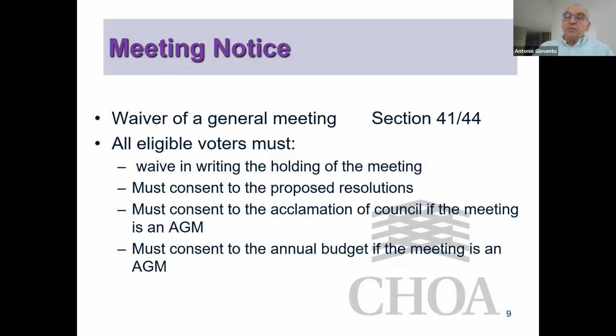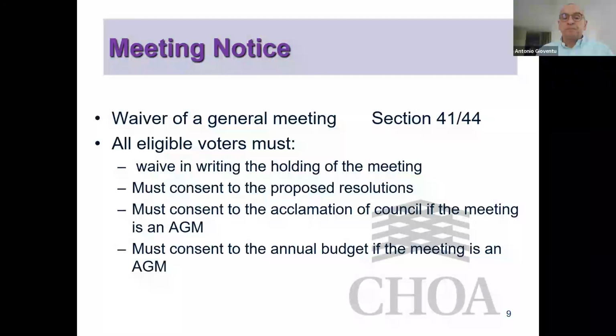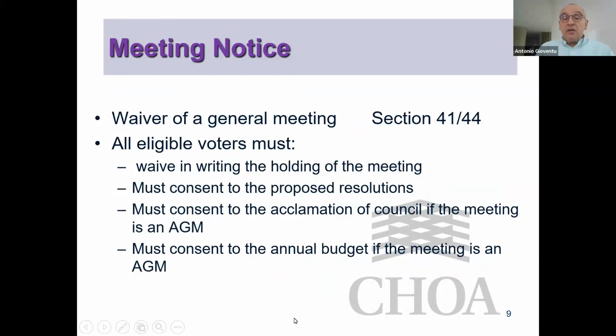A waiver of a general meeting is often used by small strata corporations. It reduces the formality and makes it a little more comfortable for everybody, but it can also be used by larger strata corporations in urgency. Everybody, all the eligible voters, have to waive in writing the holding of the meeting. They must consent to the proposed resolutions.